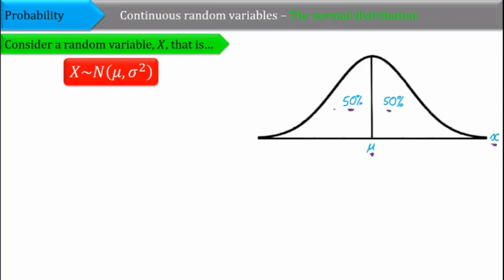Now please note that the area over here on the left and this area on the right represents 50%, but the actual data is over here on the real line, right on the x-axis. So that's where we have the actual data.